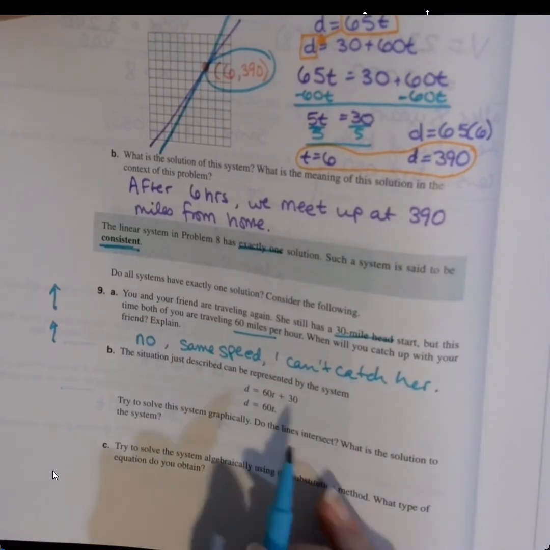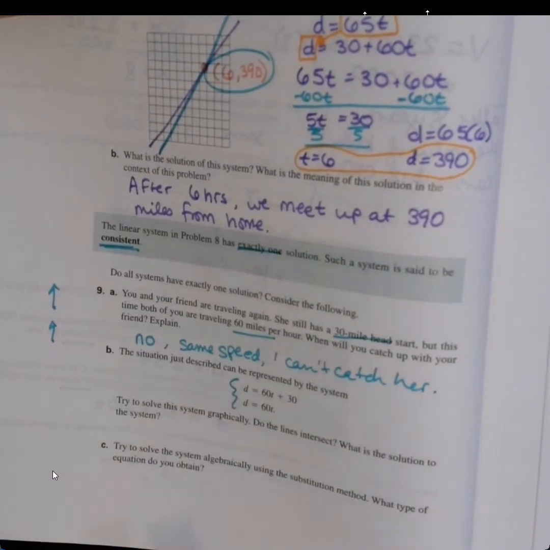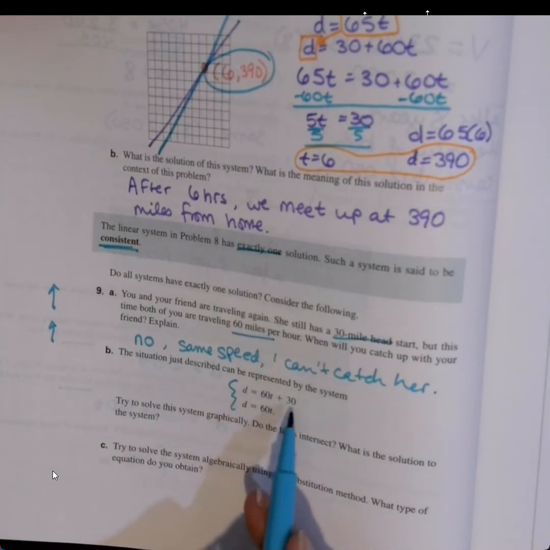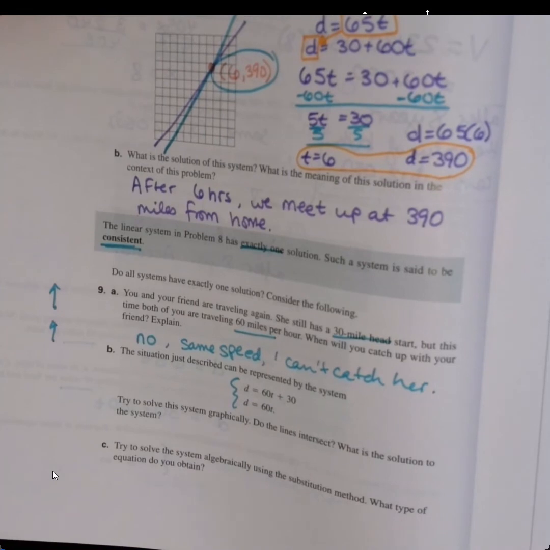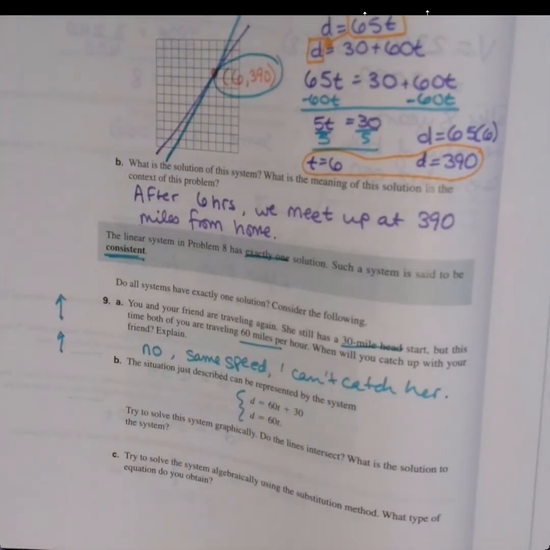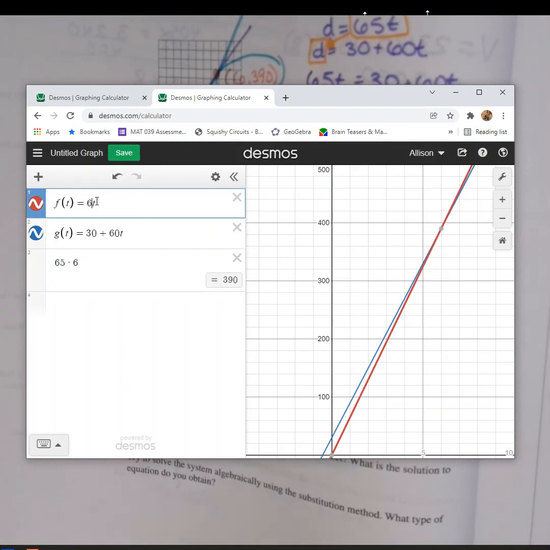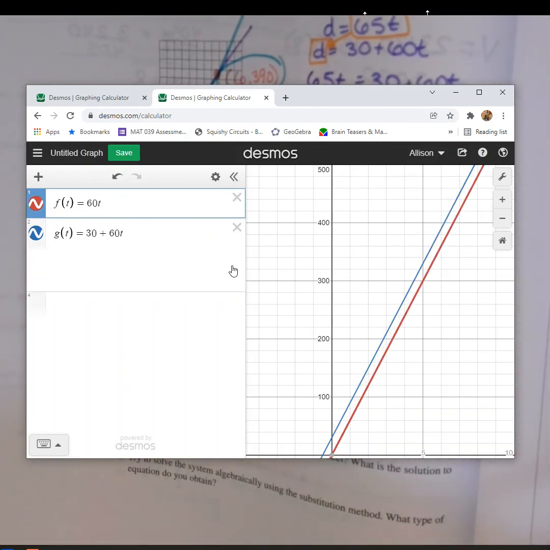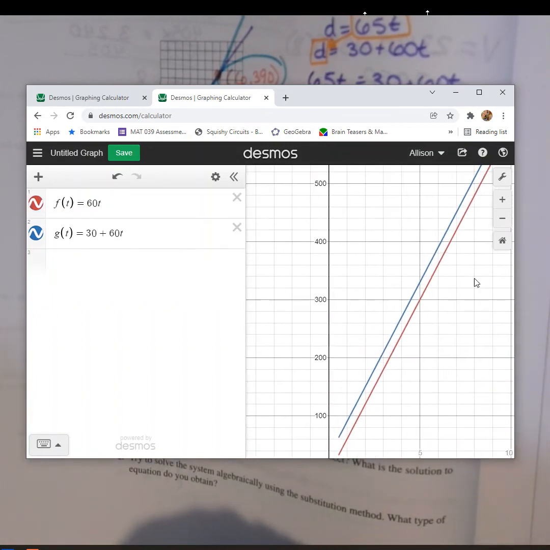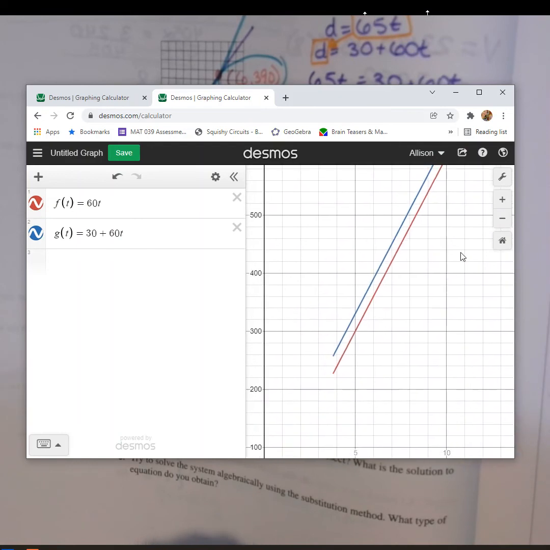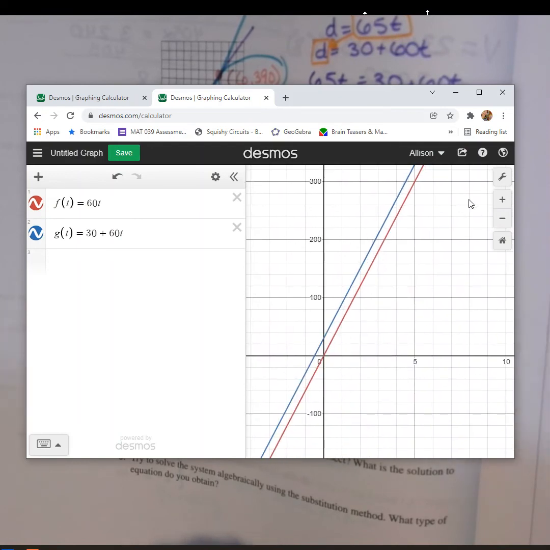Okay, so this situation can be represented by 60t plus 30 and 60t. Both of our speeds are 60. She's got a 30 mile head start. Try to solve this system graphically. Okay. I'm just going to change this equation here to 60t, and so those match. So I don't see the intersection anymore, and what I should notice is that those lines are parallel. They're not narrowing in towards one another. They're parallel. They're never going to cross.